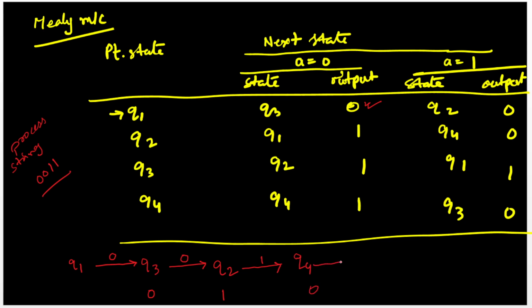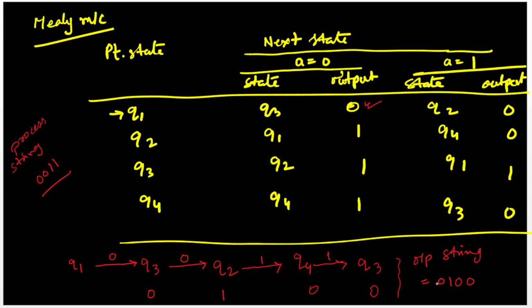Now if you are in q4 state and your input is 1, you will move to q3 state and your output is 0. So the output produced is basically 0 1 0 0. So the output string is basically 0 1 0 0.